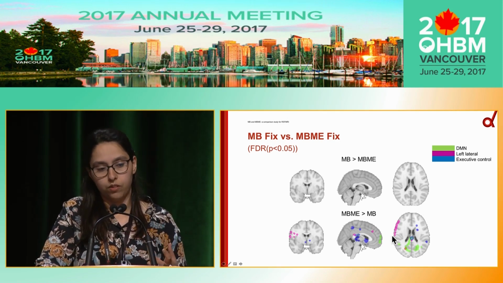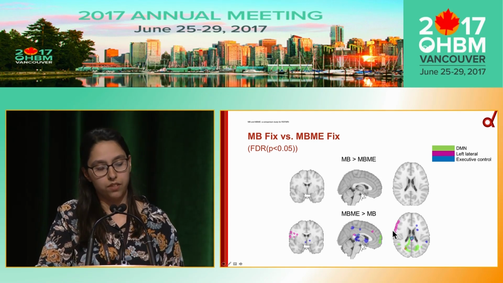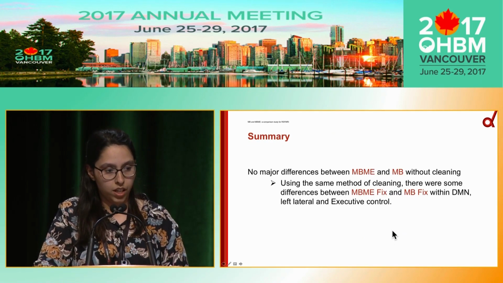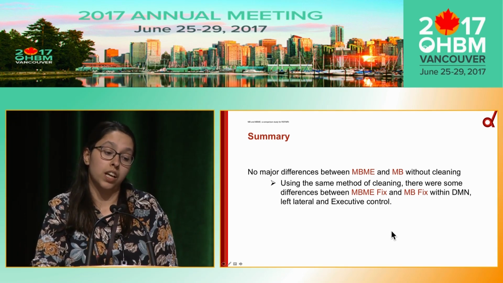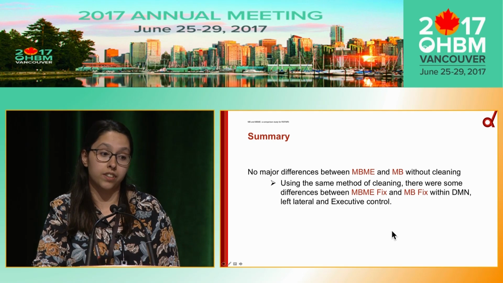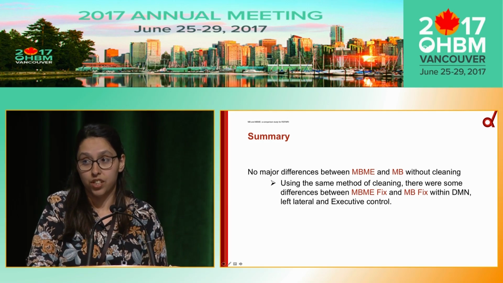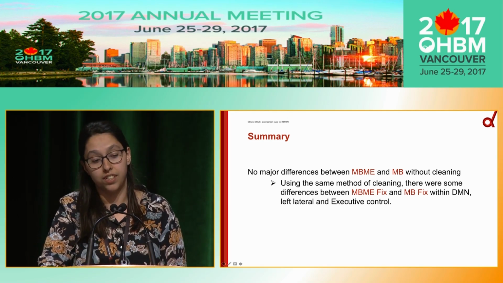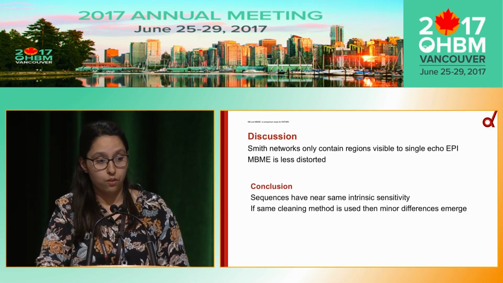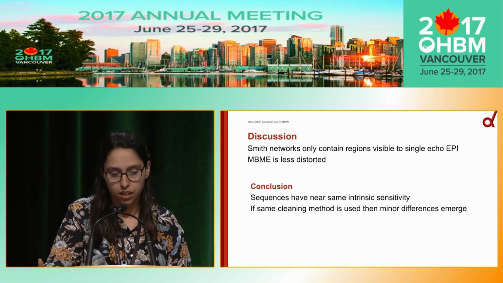This is one result that you can get when you use a similar cleaning method. So in summary, I would like to say that both multiband and multiband multiecho have more or less similar intrinsic sensitivity. You can use both if you want, and without cleaning they are similar, but it does change a bit between the different resting state networks when you use a similar kind of cleaning method.